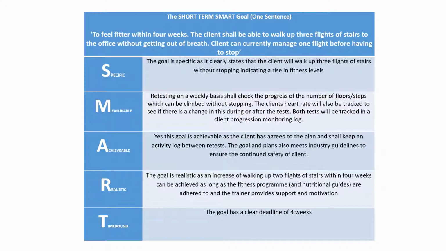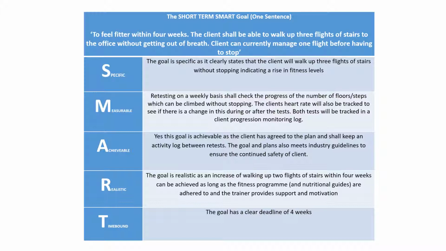Alright, so let's just take a look at this slide. We're going to go back to our goal of looking at becoming fitter within 4 weeks and being able to walk up 3 flights of stairs. So we've seen that goal already, so there's our sentence for the goal in the top box. We look to the specific section. Okay, so the goal is specific as it clearly states that the client will walk up 3 flights of stairs without stopping, indicating a rise in fitness levels.